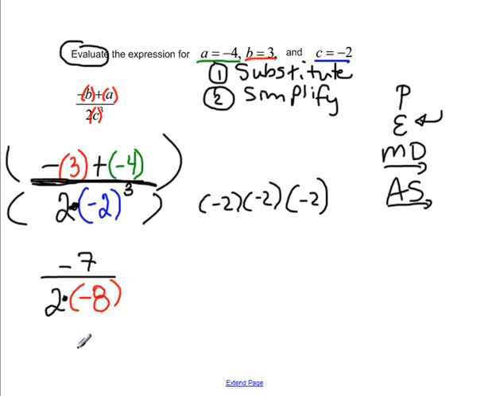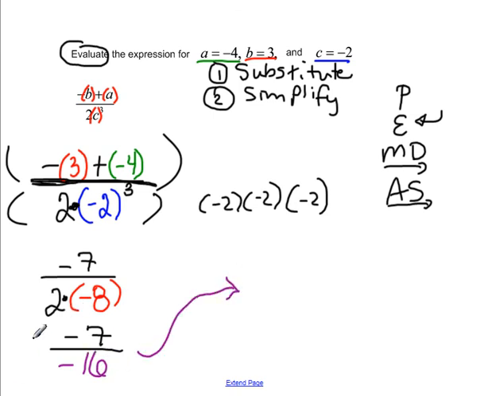Now we can take our final step. Our numerator stays -7. We already simplified that. And in my denominator, I have 2 times -8. Well, we know a positive times a negative is a negative, and 2 times 8 is 16. So we've done most of the work, but we still have one more step to do.